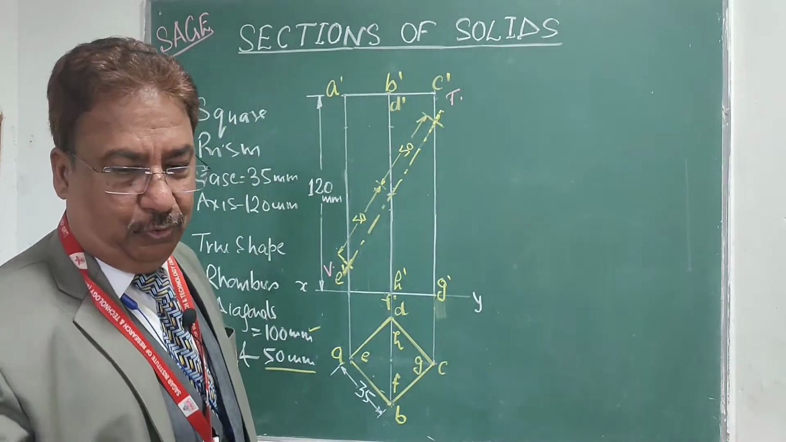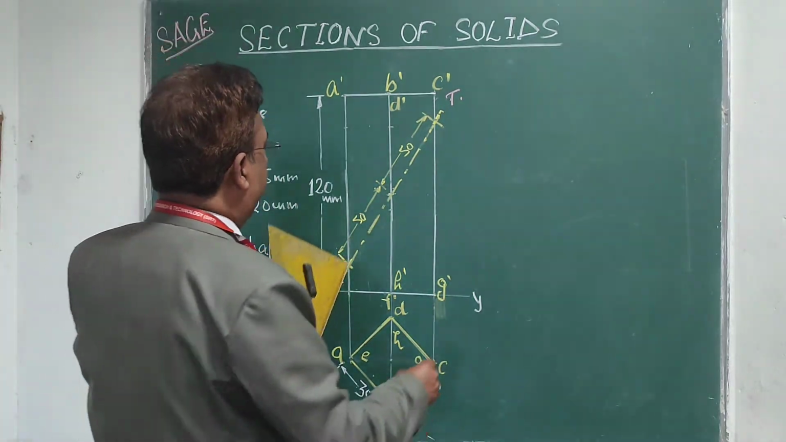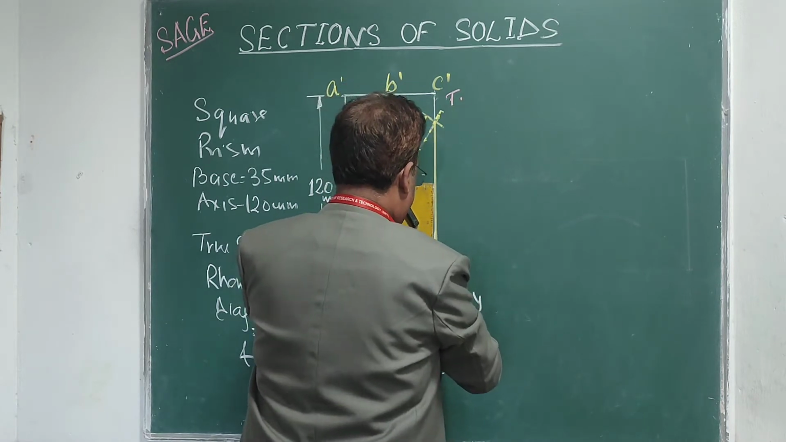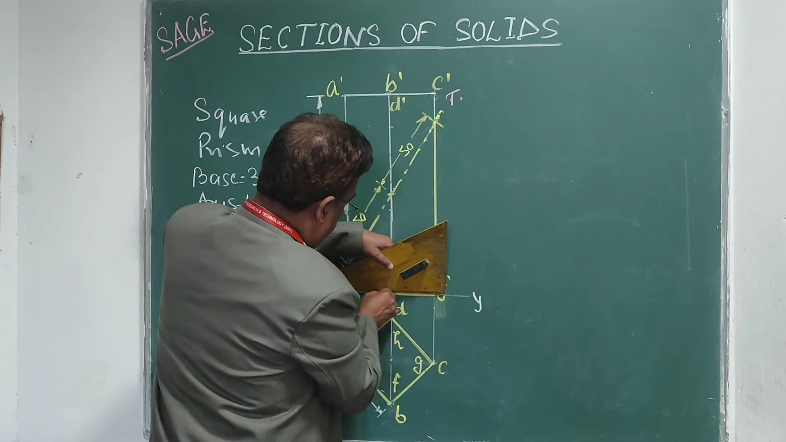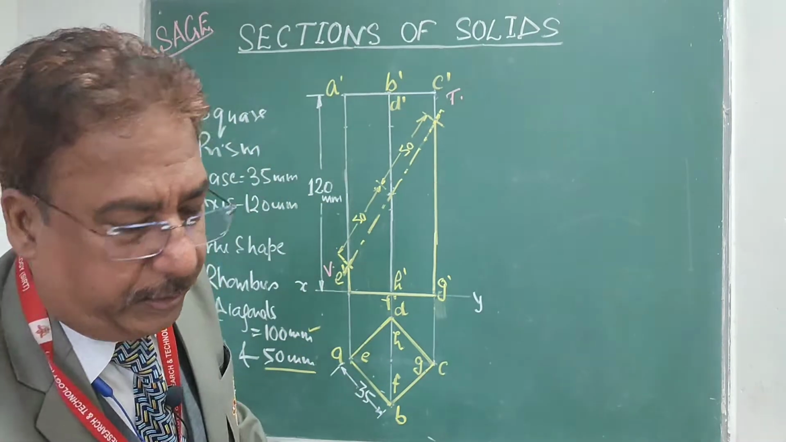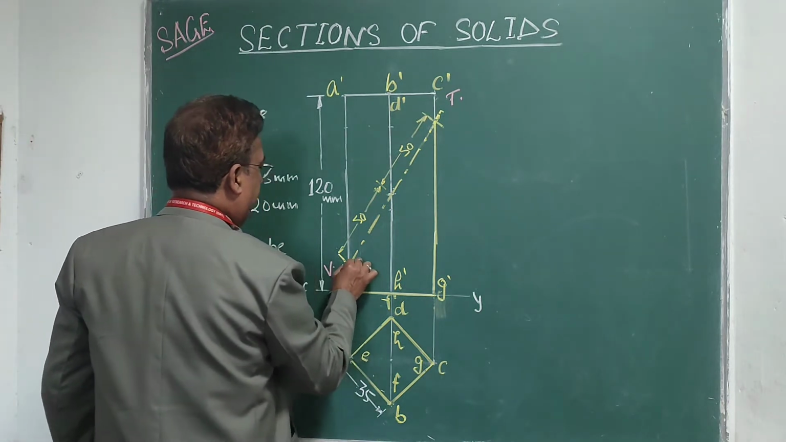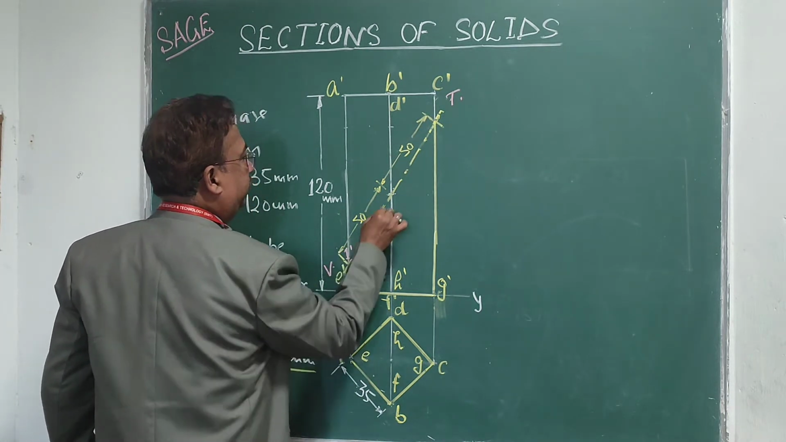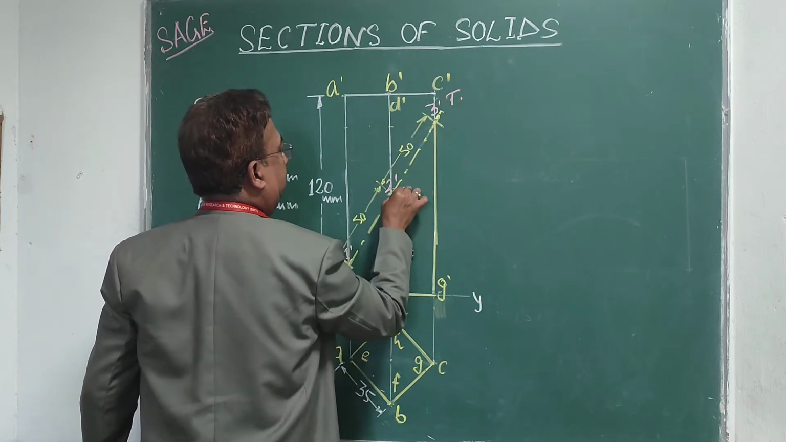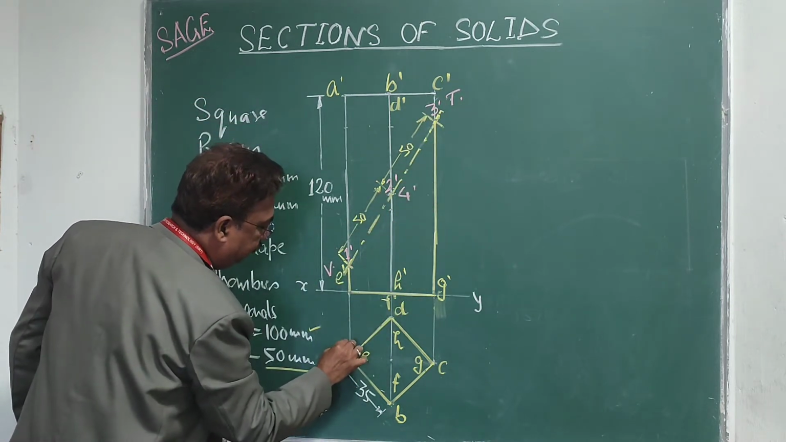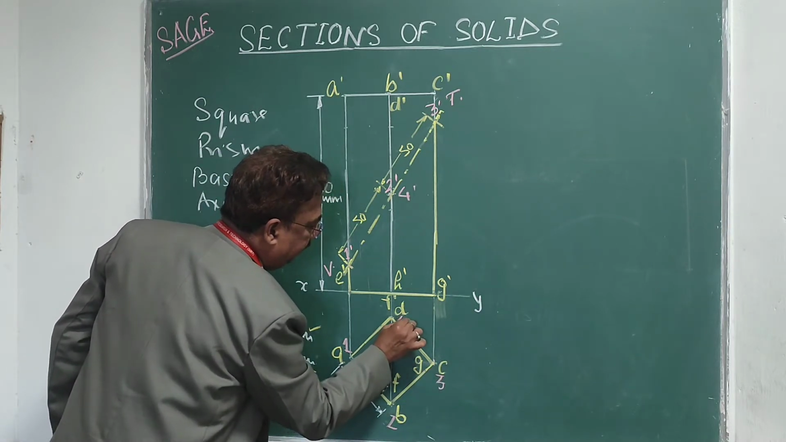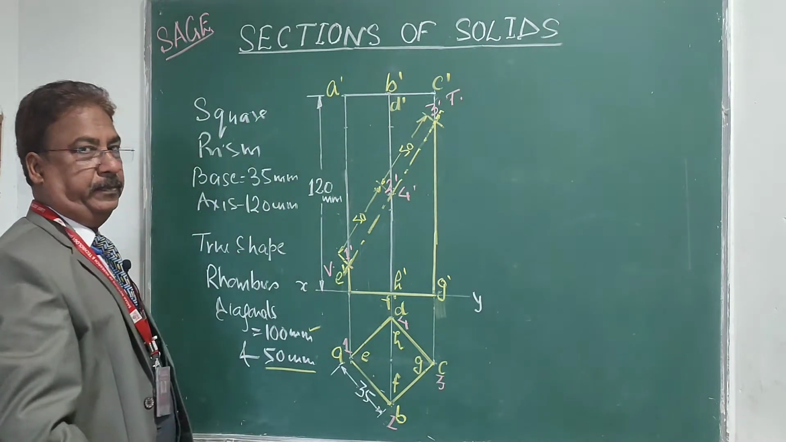Now if I want to go for the top view, you know that all the 4 points in the top view will be on the corners of the square. If I mention those cut points, this will be my point 1 dash, this is 2 dash, this will be 3 dash, and this will be 4 dash, and in the top view this will be 1, this will be 2, this will be 3, and this will be 4.